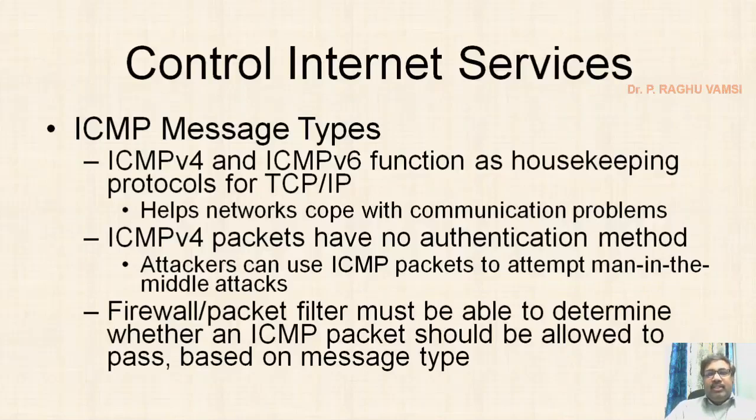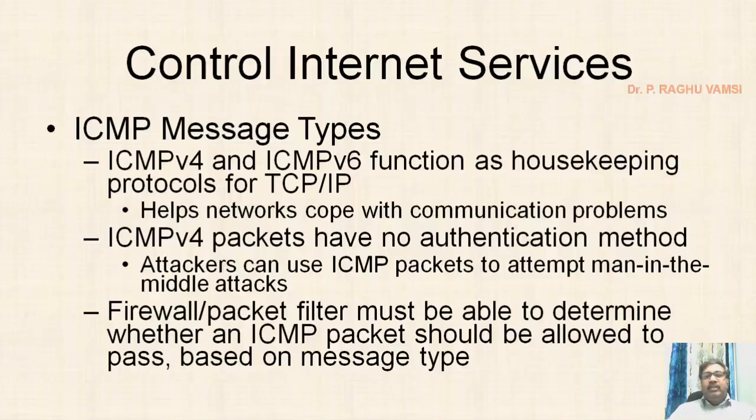One more thing: at the network layer, along with IP, we have ICMP. Based upon the ICMP message type, you can also filter in the firewall, like ICMPv4 and ICMPv6, which is used along with IPv6 and functions as a helping protocol for TCP/IP, helping the network cope with communication problems. ICMP version 4 packets have no authentication method. An attacker can use ICMP packets to attempt a man-in-the-middle attack. We have already discussed this concept in the ICMP attacks, so you may recall that concept.